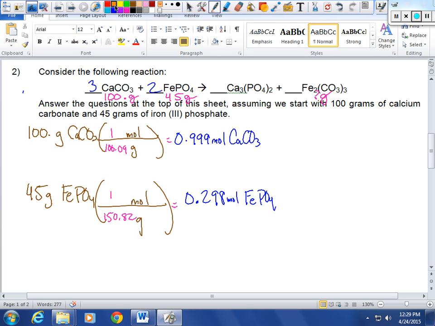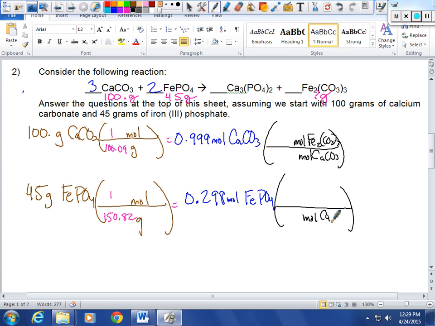Very good. So I'm going to take these numbers, and I'm going to convert them to the product. So mole of CaCO3 is going to go to mole of Fe2CO3. I know that's a long, aggravating one. CaCO3 going to mole of Fe2CO3. Okay. I want you to practice this. Plug in your mole-to-mole, come up with the answers, and label and identify the limiting reactant.